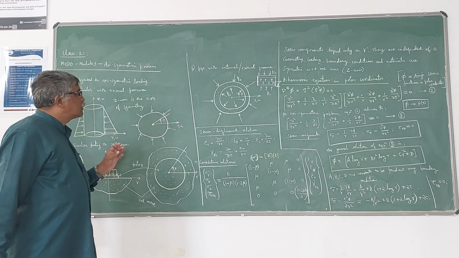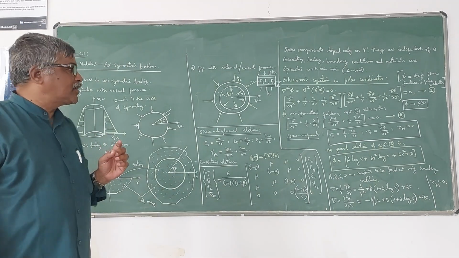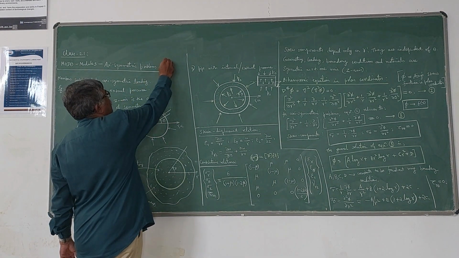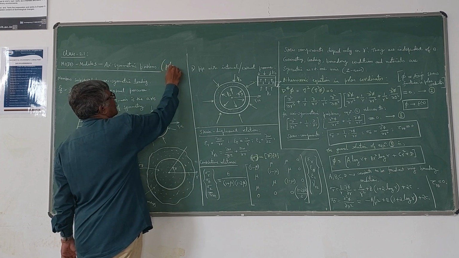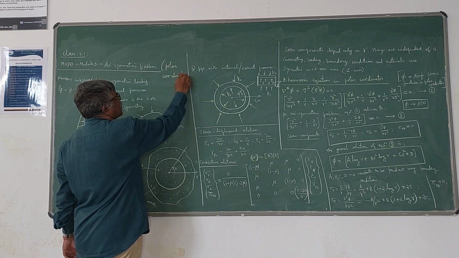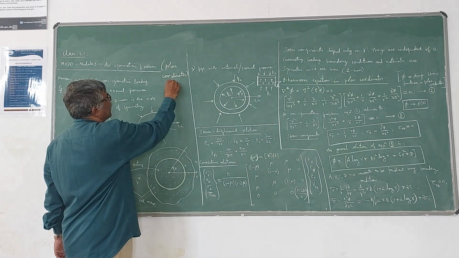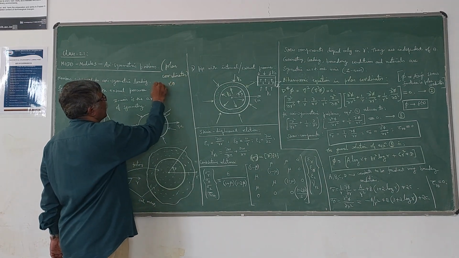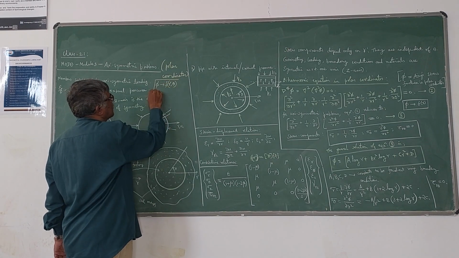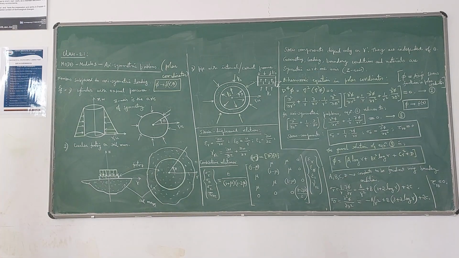In this class, we will discuss an important type of problem called the axisymmetric problem, which is a particular case of polar coordinates. So you have learned about polar coordinates. In polar coordinates, it is a two-dimensional coordinate system where you will have only r and theta. So this phi is a function of r and theta, where phi is called the Airy stress function, and it depends only on r and theta. It is independent of z, of course.